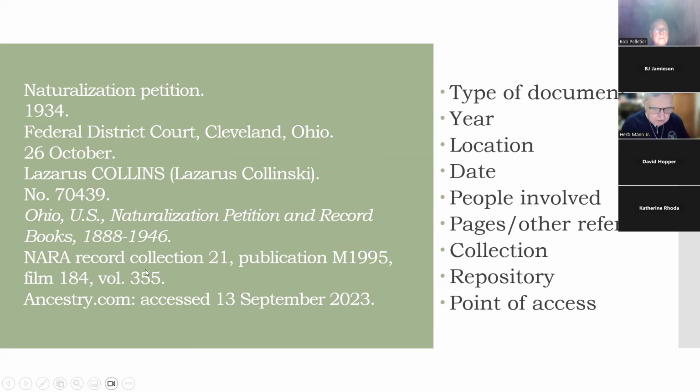Now in this case, I've actually added this as where it comes from, and then accessed at Ancestry. And this way I would be able to go back and find it, even if Ancestry changed, say, the collection name. I'd be able to find it with the National Archives reference.